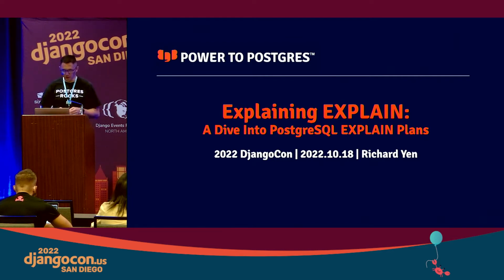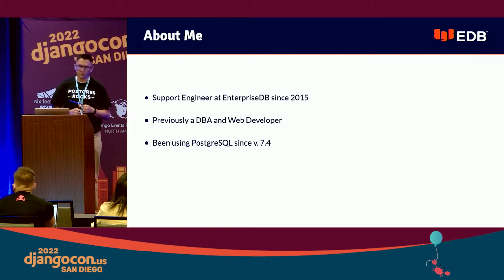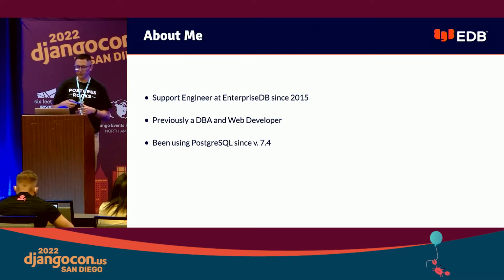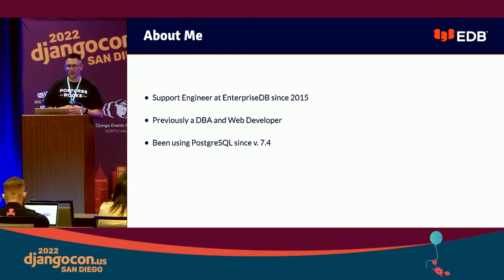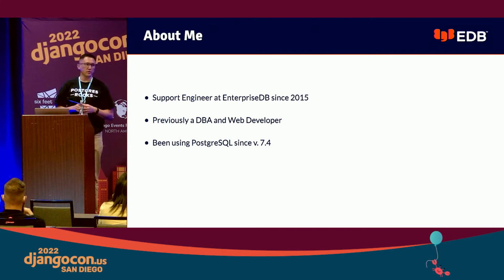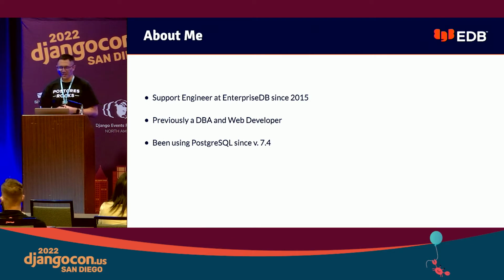My name is Richard. Just a little bit about myself. I am a support engineer at Enterprise DB, which is one of the leading Postgres database companies. We provide services to many clients. I've been working there since 2015. Previously, I was working as a Perl web developer and then a DBA. And I've been using PostgreSQL since version 7.4, and now we're at 15, so there have been quite a lot of changes since then.